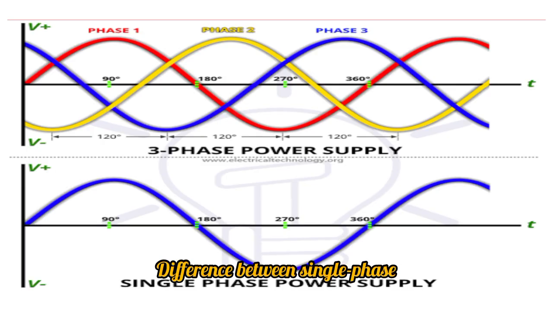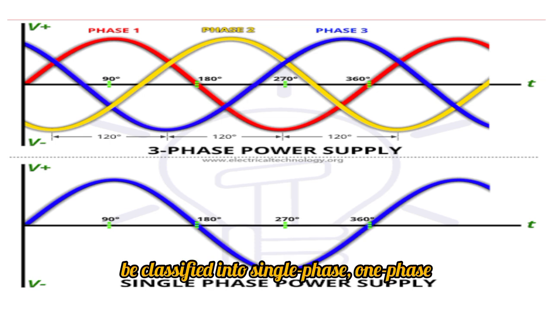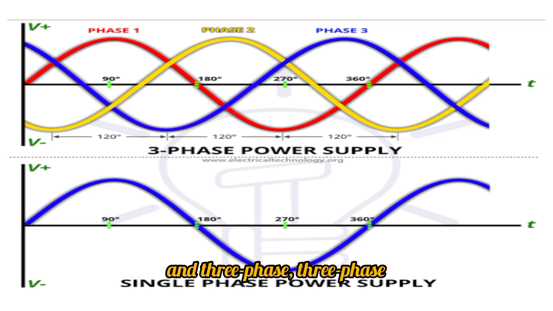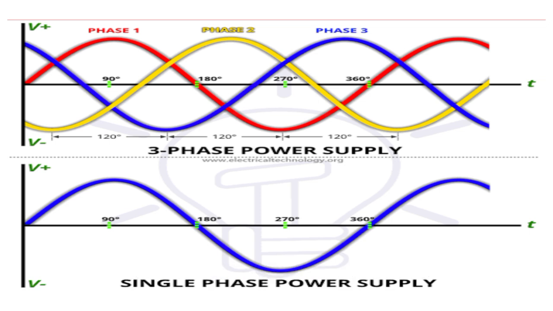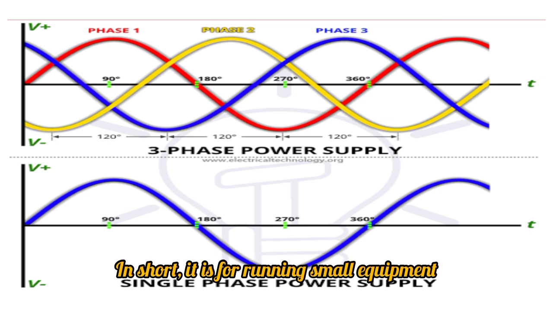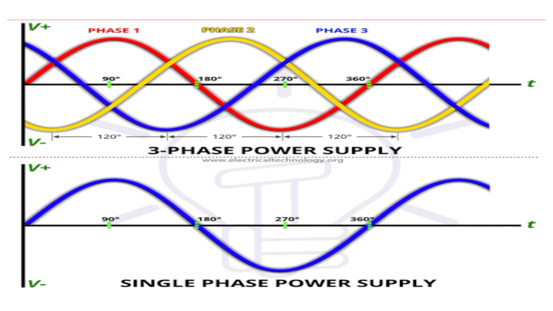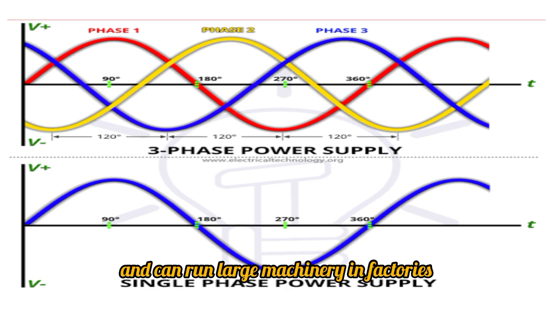Difference between single-phase and three-phase connection. The alternating current power supply can be classified into single-phase and three-phase. In general, a single-phase power is used where electricity requirement is low. In short, it is for running small equipment. The three-phase power carries a heavy load and can run large machinery in factories.